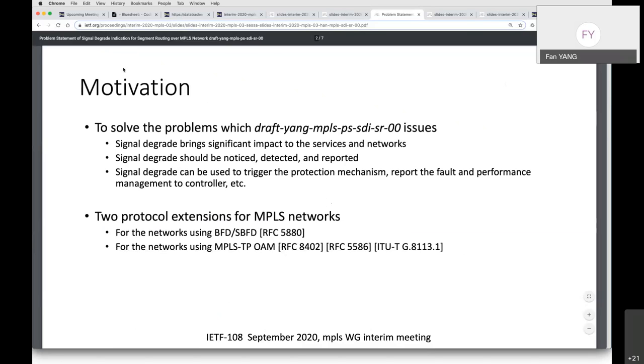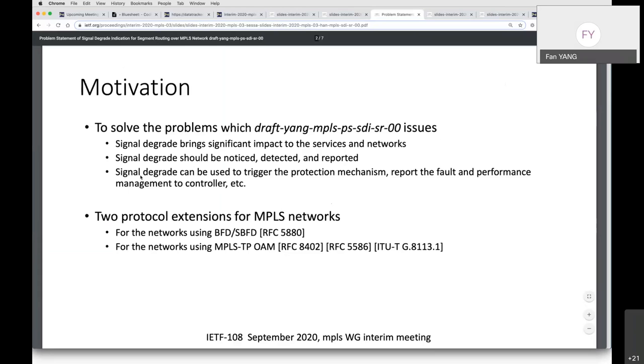And in this draft we addressed some problems from the last draft. We think there are some basic understandings, because signal degrade brings a significant impact to the networks and especially to the services. It should be noticed and detected and maybe reported to the controller or to other protocols to trigger them. Yes, and in this new draft we propose two protocol extensions. One is for the networks using BFD or SBFD. Another is for the networks using MPLS TP OAM or MPLS TP BFD.